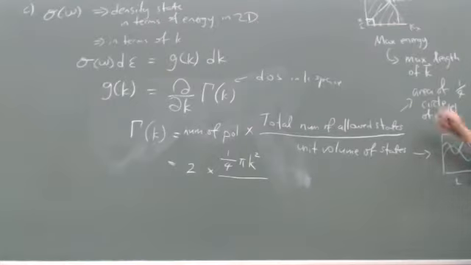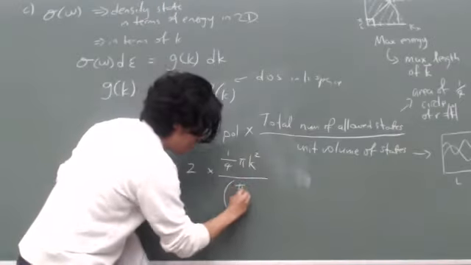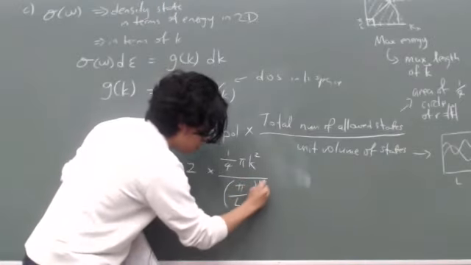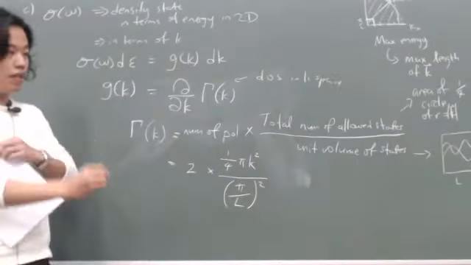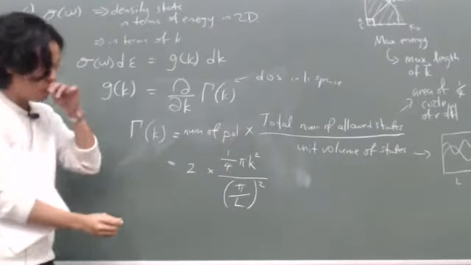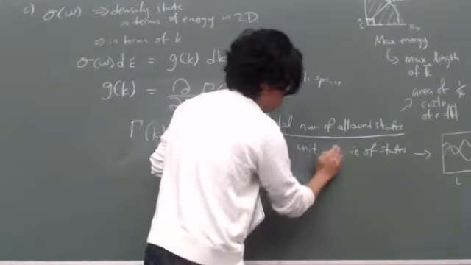If you have a very small box, this becomes a very large increment, so that you see the quantum mechanical effects more clearly. But this is the unit volume that we're talking about. So you divide by pi divided by L squared, since it's 2D. So I should really call this unit area.